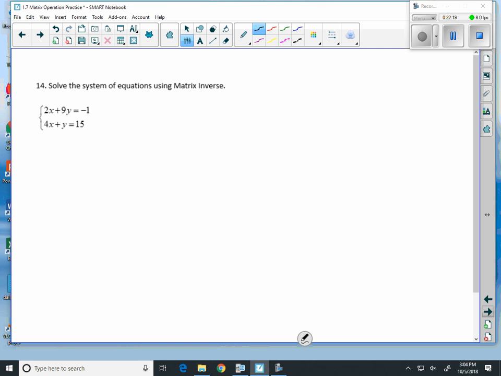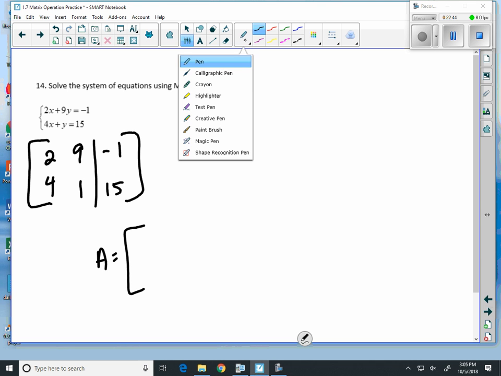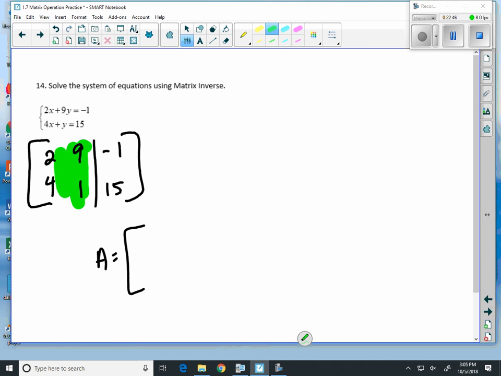All right, solve the system of equations using matrix inverse. So first, we're going to go ahead and write our matrix. And you're going to need a graphing calculator for this one. So if you need to go ahead and get that out, go ahead and do that. The first thing we're going to do is write matrix A. Matrix A is always going to be just the coefficients, or the numbers inside here on the left-hand side of the equal sign.